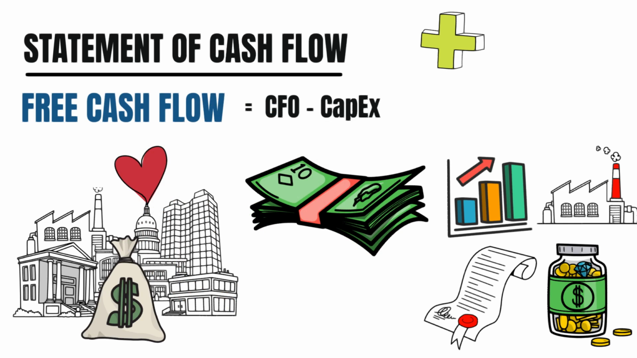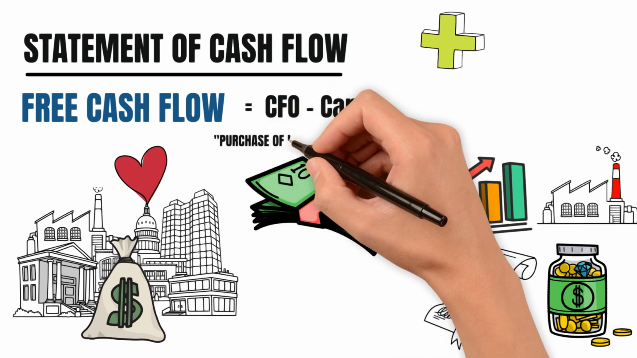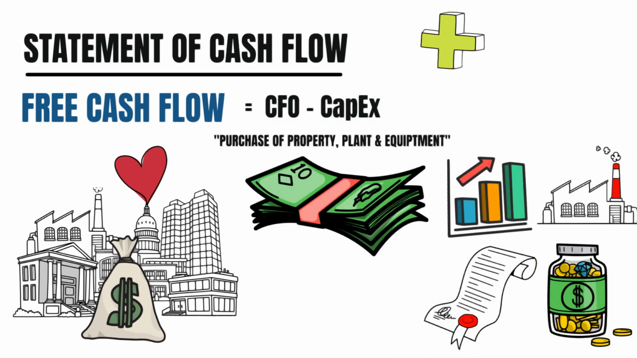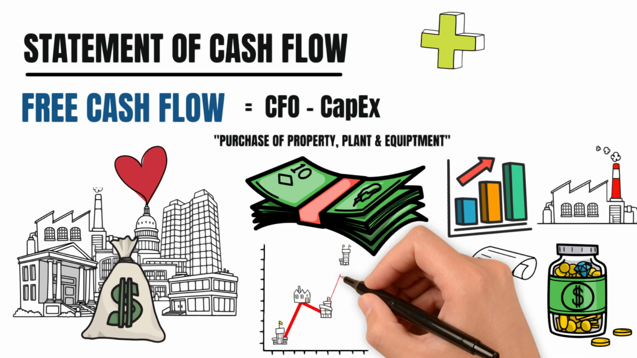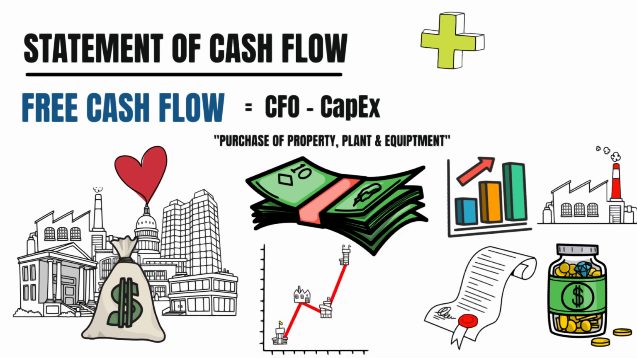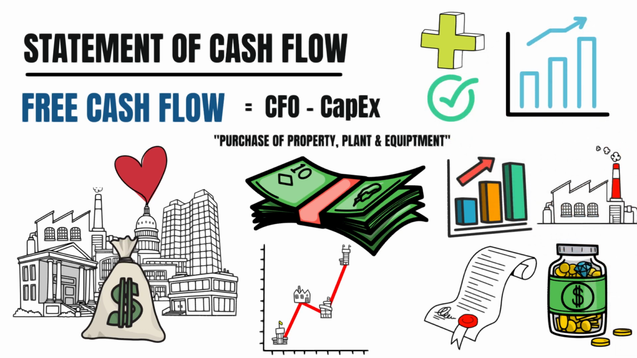By the way, if you're examining a company's statement of cash flows, you might notice capital expenditures listed as purchase of property, plant and equipment. It's essentially another way of describing the same thing. Keep in mind that there is no one-size-fits-all number for free cash flow, as it can vary depending on the industry and the company's specific circumstances. To simplify things, just look for companies that are producing positive and increasing free cash flow.